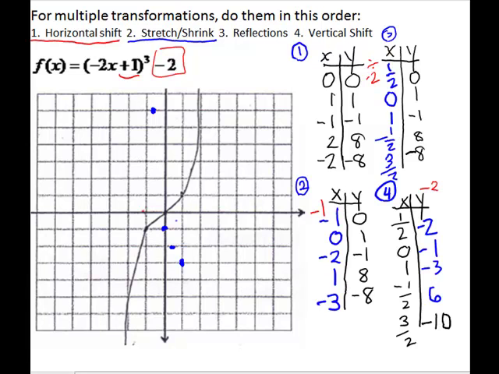And negative 10 is going to go way off my charts. I have 1, 2, 4, 5, 6, 7, 8, 9, 10. So 3/2, 1.5, and negative 10. And then I can connect. And it does the little curve. And there you go.